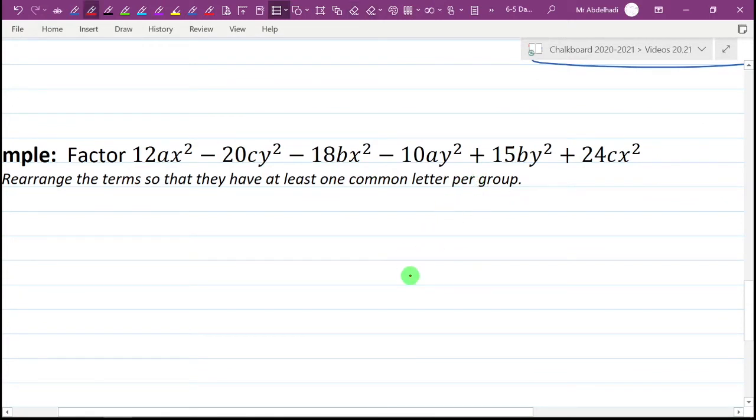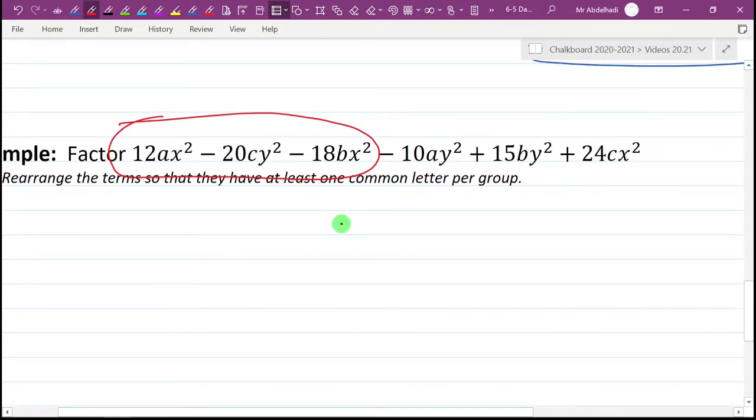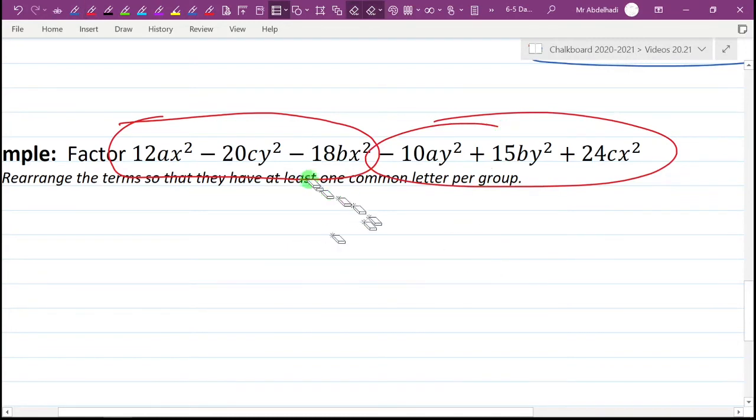So once again, let's say we just took the first 3 terms. If I took the first 3 terms, you want to make sure you have at least one variable in common for all 3 of these. And let me see, ax, cy, bx, they have no letters in common. Like this one has an a, but these two don't. This one has an x, but this one doesn't. You need something where they all have the same letter. So grouping this way is not going to work. The first and last 3 are not going to work.